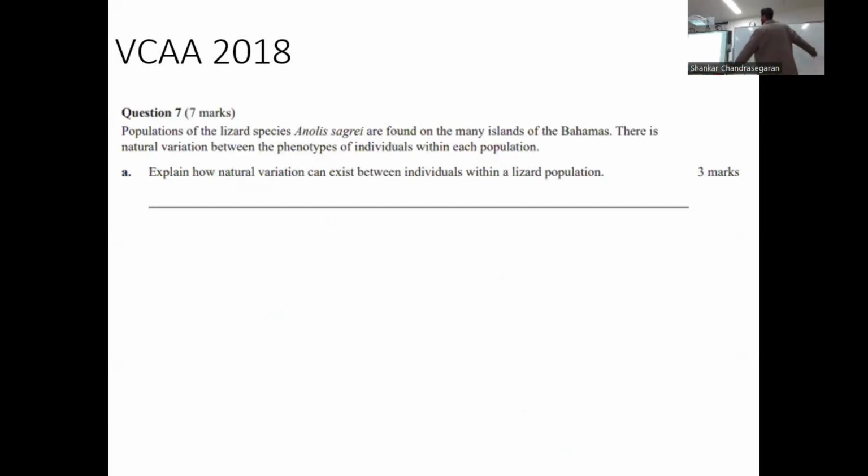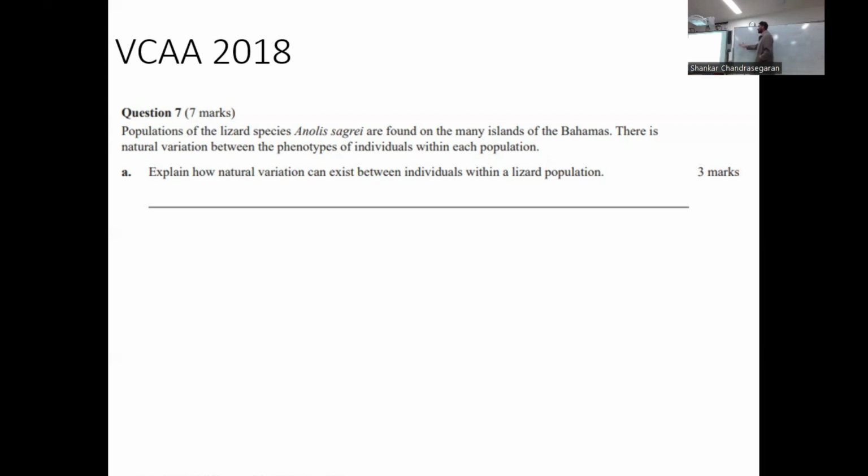All right. Okay, let's look at this question. A population of lizard species are found on the main island of the Bahamas. There is natural variation between the phenotypes of individuals within a population. Explain how natural variation can exist between individuals within a population. So how is it that variation can exist within a population? What is allowing for the variation to exist? So remember that variation is the phenotype, right? The expression of a gene makeup.